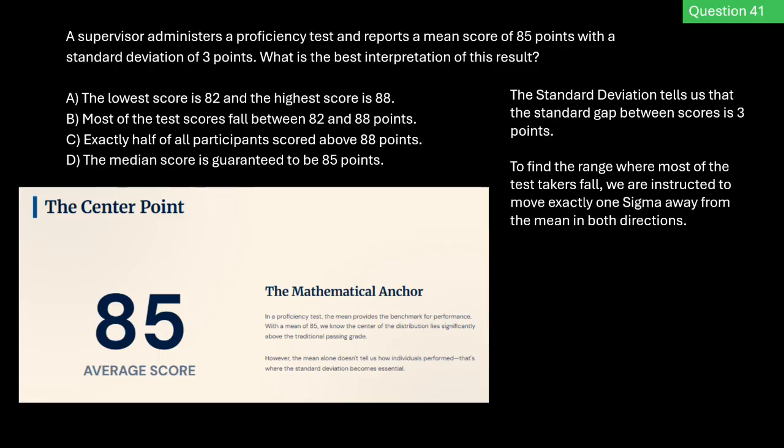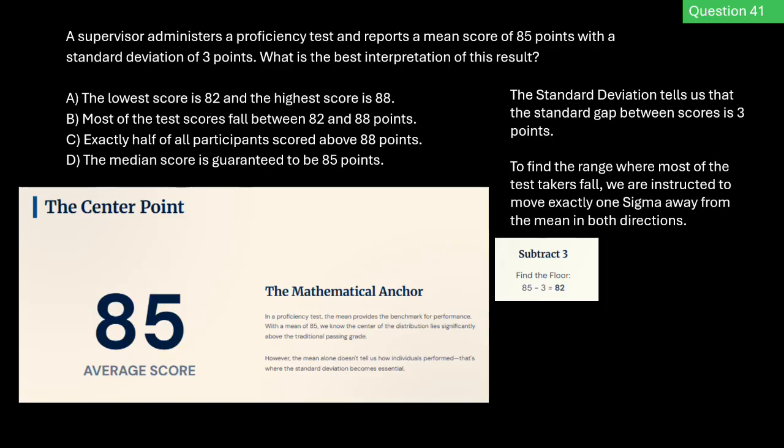So let's do some quick math. If we start at our center point of 85 and subtract one standard deviation of 3, we get the floor of our range. So that's 85 subtract 3, which is equal to 82.